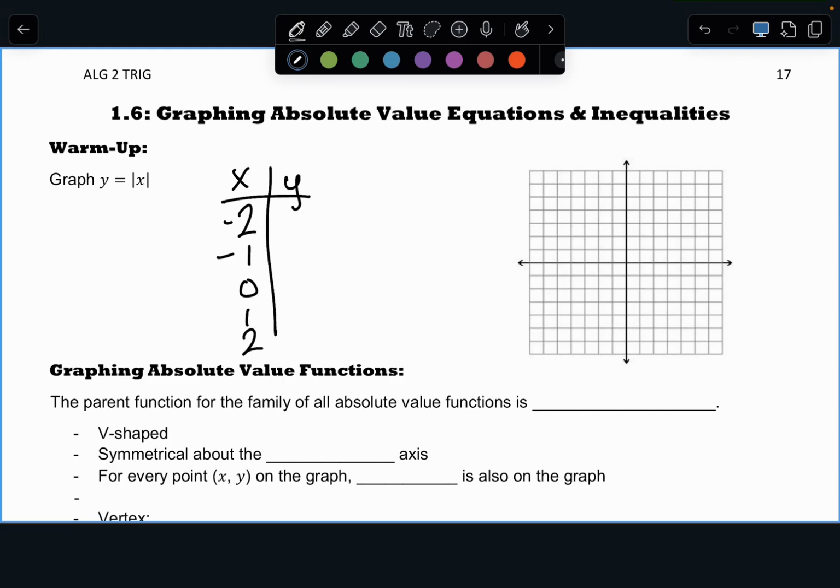So while I take attendance, I want you to try to plug these 5 points in, finish your table out, and then graph your equation. Shouldn't take you super long.